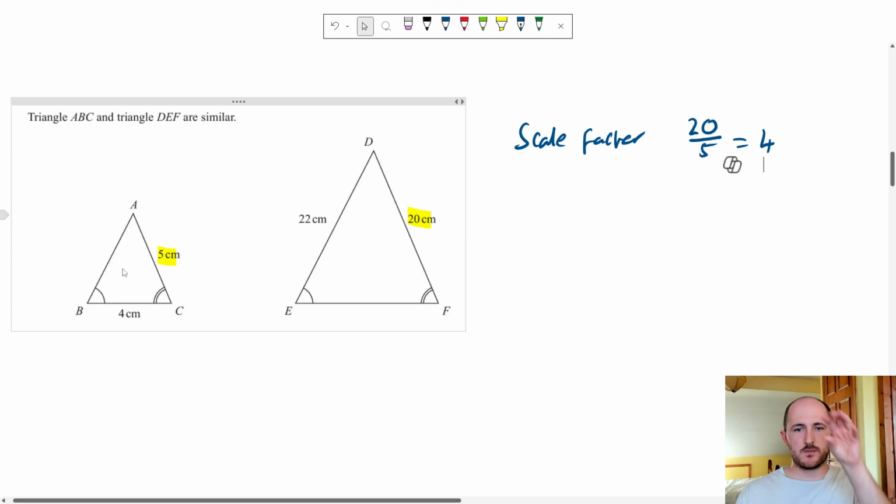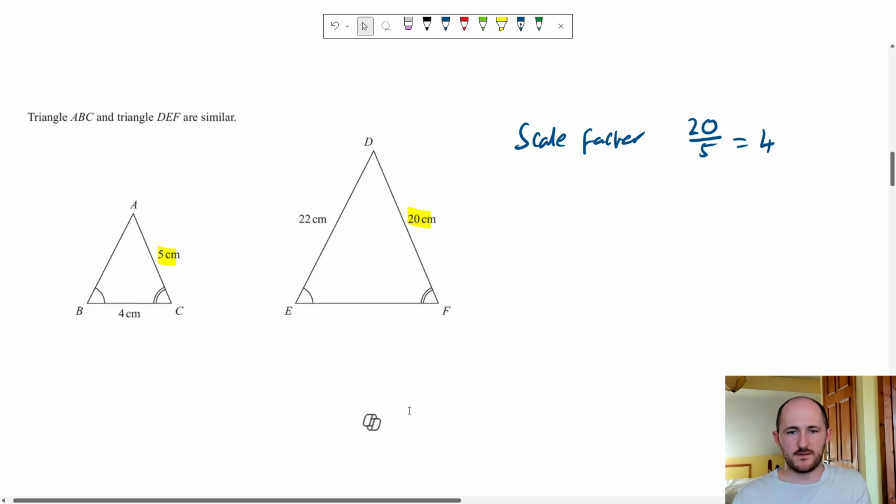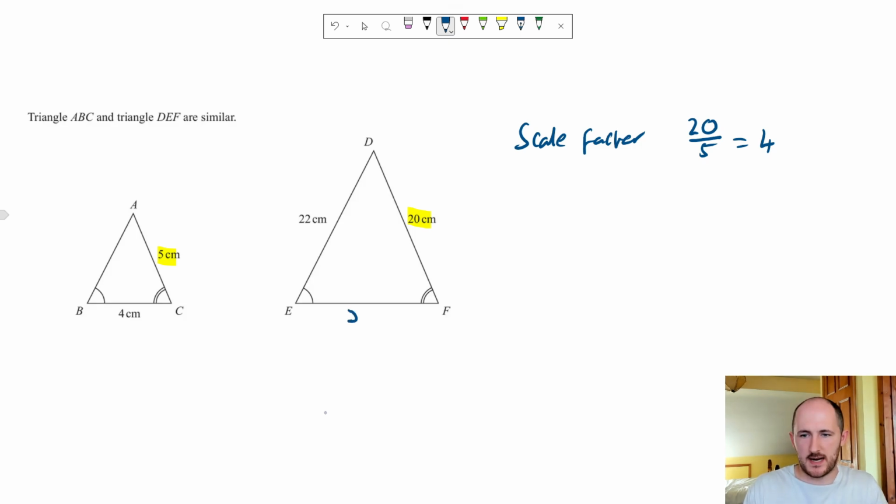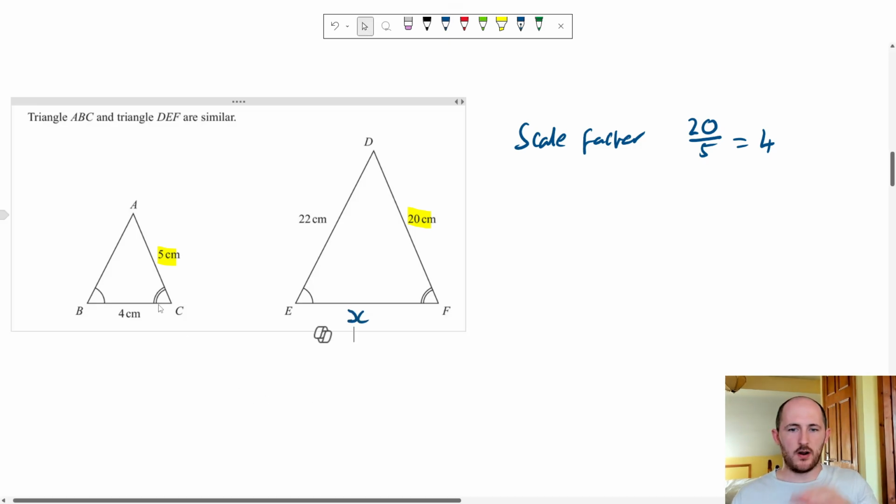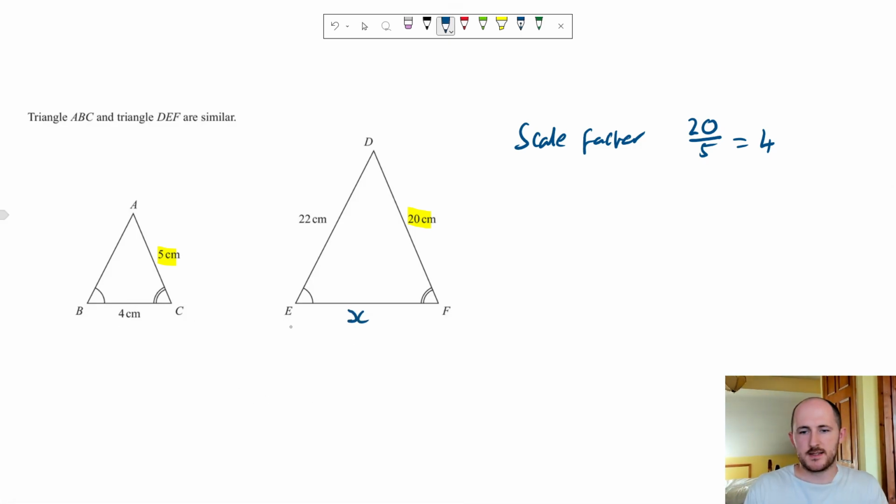This means to go from the smaller triangle to the bigger one, we're timesing by 4. To go from the bigger to the smaller, we're dividing by 4. So let's say we wanted to work out the length of E to F. Well, we're going from a smaller shape to the bigger shape, so that means X is just going to be equal to 4 multiplied by the scale factor, which is also 4, so 16 centimeters.